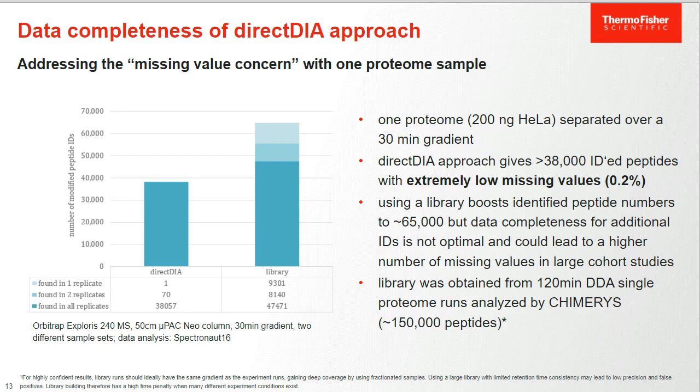We would like to have as few missing values as possible across different replicates and different sample sets. So we'd like to point out the disclaimer that for highly confident results, library runs should ideally have the same gradient as the experiment runs, gaining deep coverage by using fractionated samples. Using a large library with limited retention time consistency may lead to low precision and false positives. Library building therefore has a high time penalty when many different experiment conditions exist. Overall, the direct DIA approach described here addresses the missing value concern.